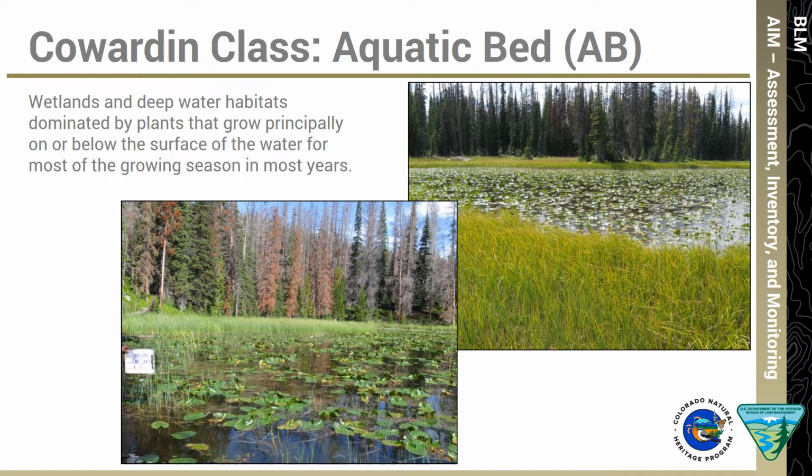The aquatic bed class is for wetlands and deepwater habitats dominated by plants that grow principally on or below the surface of the water for most of the growing season in most years, like floating pondweed or pond lily. This class is possible for riparian and wetland AIM monitoring plots, but it is not common given the limit of deep water within our plots.